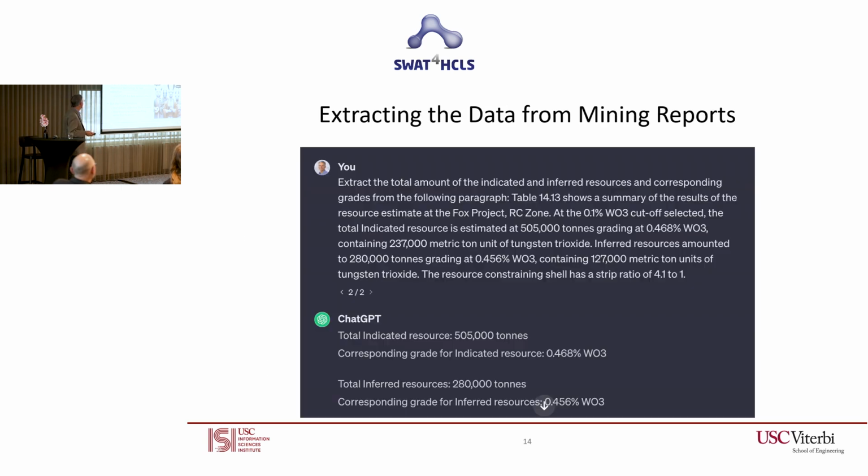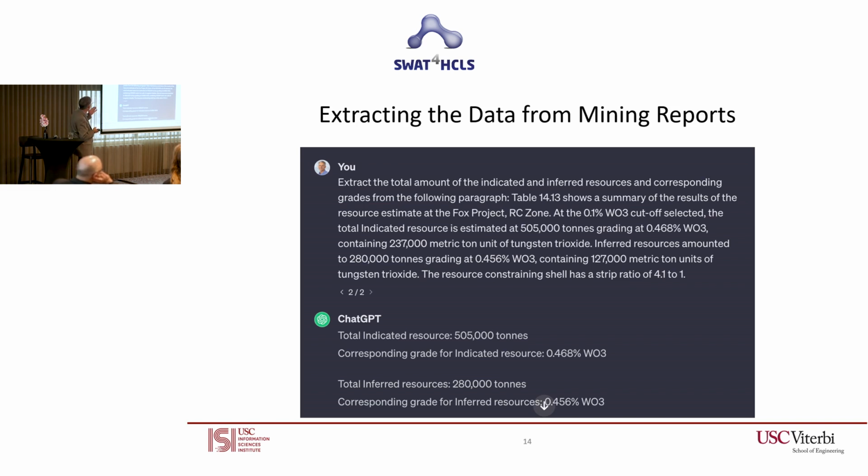So in this particular case, I'll show you an example. We want to extract information about what are called resources, and there are different properties about resources: inferred, indicated, measured. This has to do with how certain they are in terms of what's actually there under the ground, and this usually has to do with how they've sampled the ground. So I can give GPT-4 a query like this, where I say, okay, extract the total amount of indicated and inferred resources and corresponding grades from the following paragraph, and I just copy this paragraph out of the report, where I've actually gone and found the right paragraph in this 600-page report.